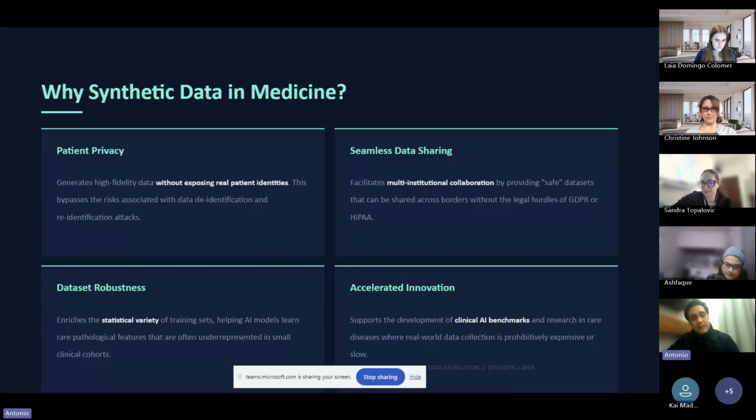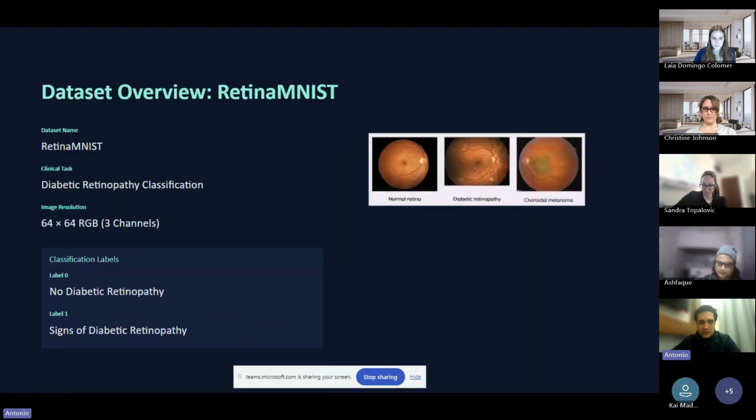The challenge regarding patient privacy, also the seamless data sharing, because we have bureaucratic issues when we need to share between institutions. The data set robustness enriches the statistical variety in the training sets and also accelerates innovation.